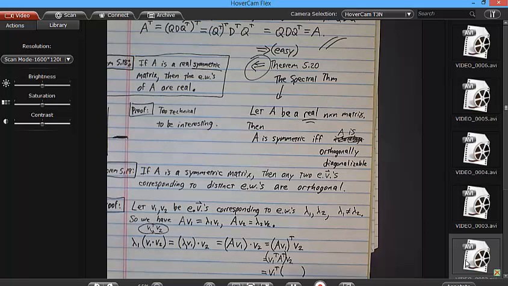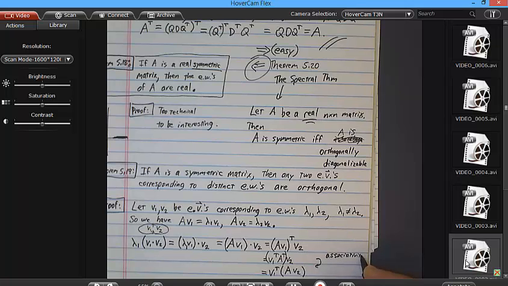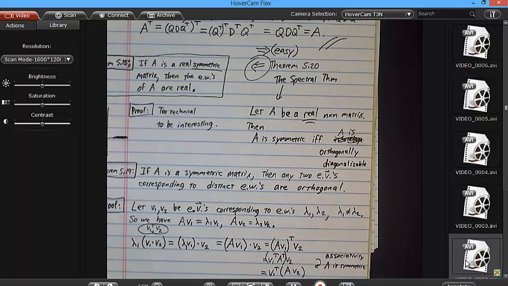And over here, I'm using the associative property, but I'm also just going to write AV2. I'm not going to write A transpose anymore. And how do I get away with that? A is symmetric. Okay. So from here to here, we're using associativity, and we're using the fact that A is symmetric. Okay? You all right?